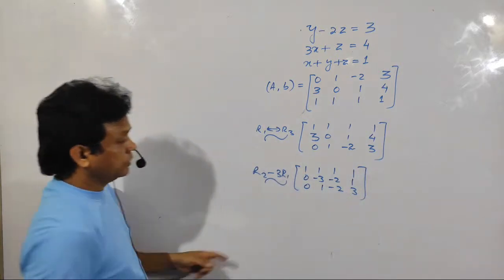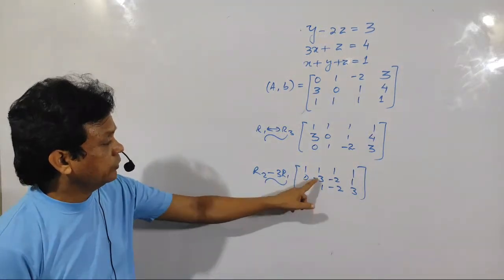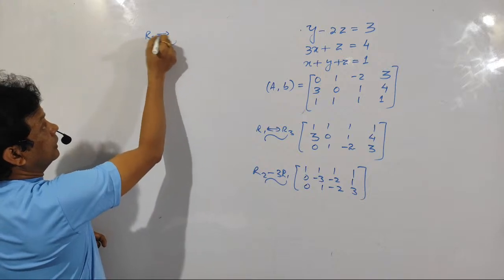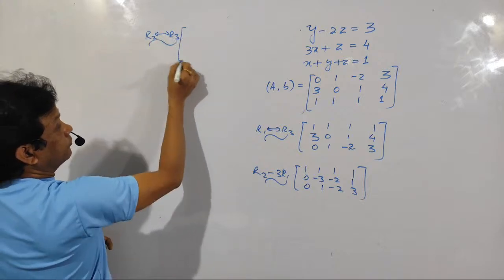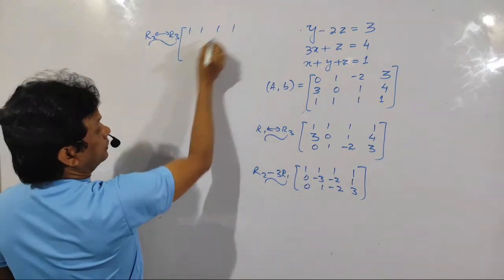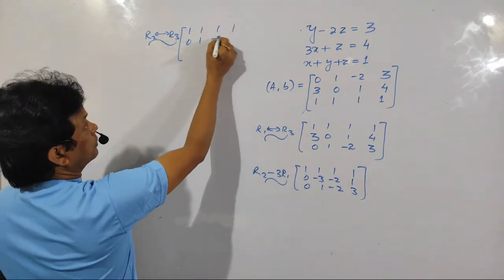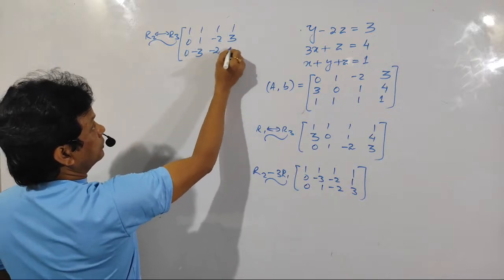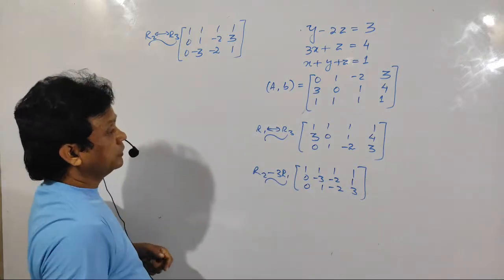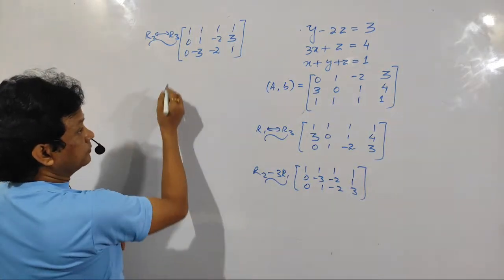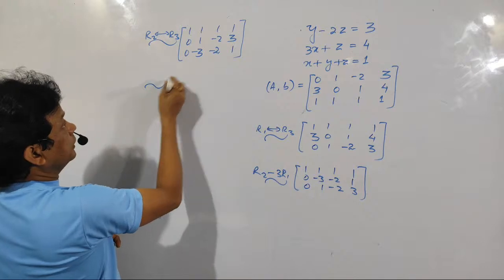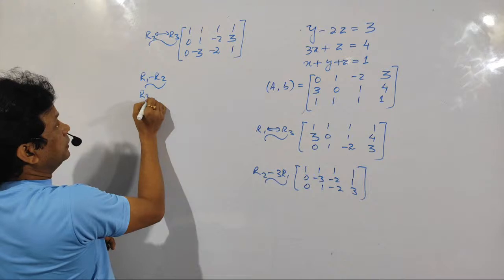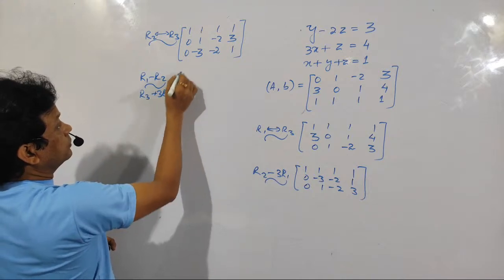Clear? So now you can interchange these two rows so that it will become 1. Okay, it will be better. R2 and R3, I am interchanging. 1, 1, 1, 1, 0, 1, minus 2, 3, then 0, minus 3, minus 2, this is 1. Clear? Then, by the help of this one, you have to make this to 0. R1 minus R2, then R3 plus 3 times of R2.